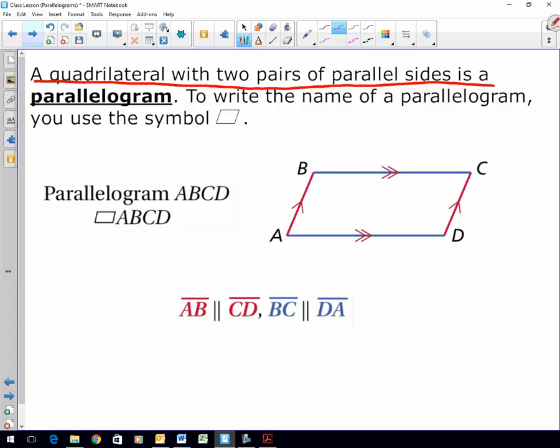You need to write this down. A quadrilateral with 2 pairs of parallel sides is a parallelogram. We write the name of a parallelogram using the parallelogram symbol. You'll notice that it is written in consecutive order: A, B, C, D. B, C, D, A. C, D, A, B. D, A, B, C.